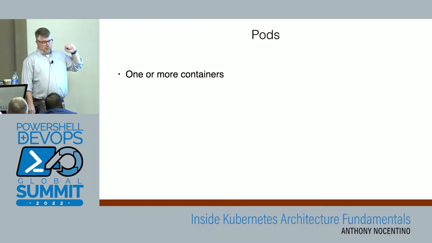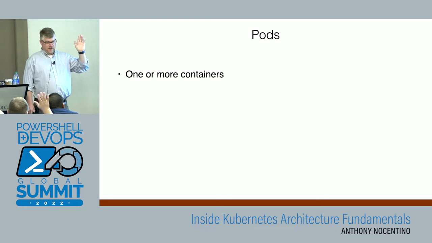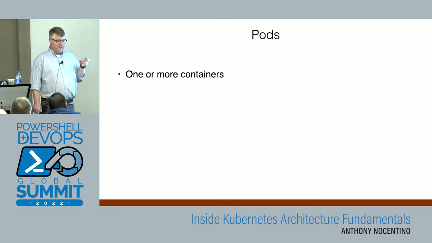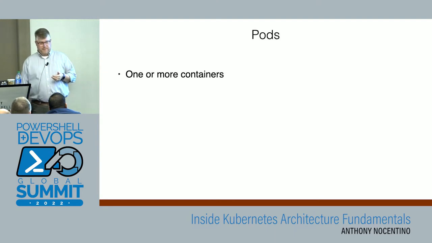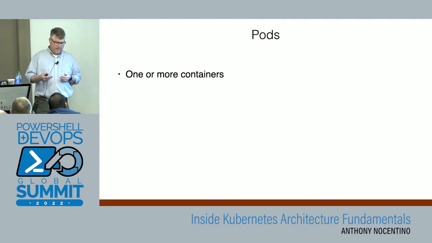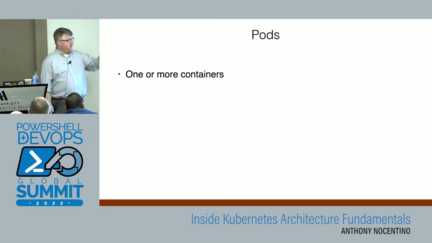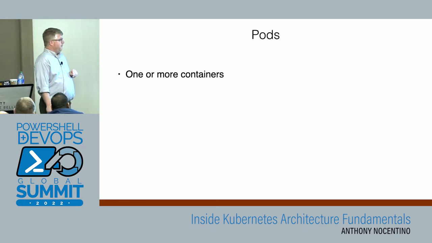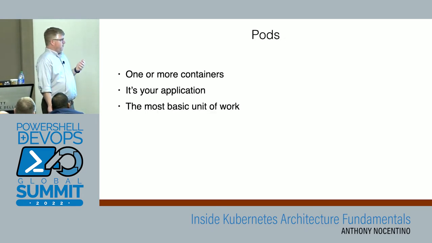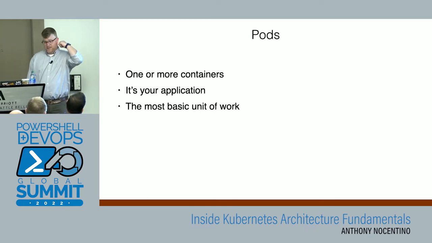So a pod is one or more containers. Who's deployed a container? Like just docker run, yada yada, right? Okay, so a pod is a wrapper around that, and I can add configuration to describe what I want that container to do. We don't generally deploy an individual container in Kubernetes. You deploy a pod, which runs a container, and that container has configuration and state, and that's held in the pod object. But in the end, it's really just your application. It's the most basic unit of work. It's the thing that's scheduled.